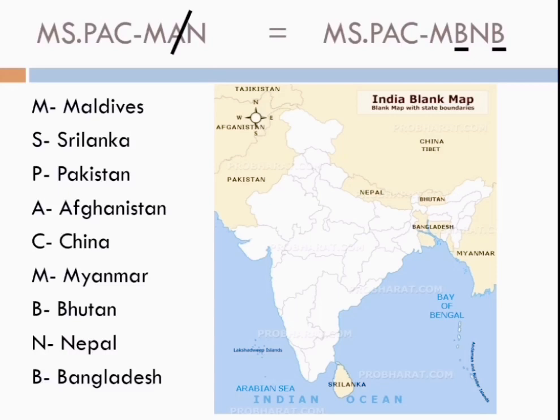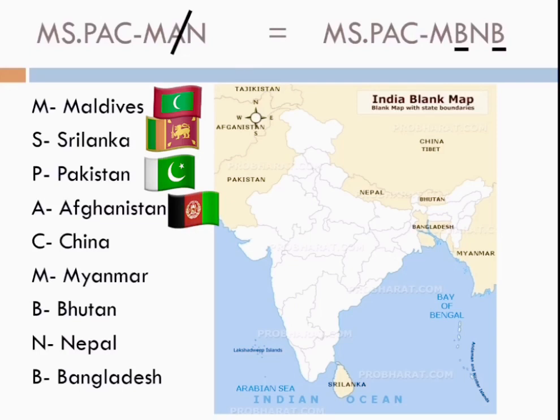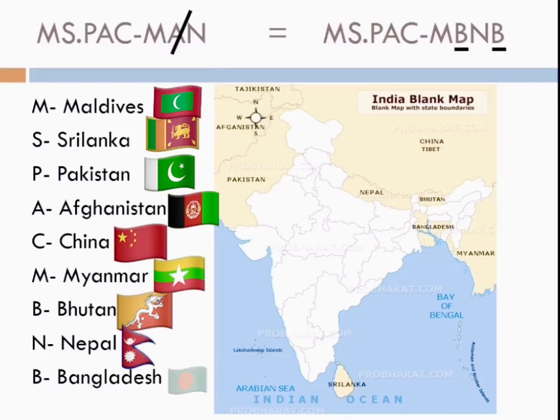Now how are these letters going to help us learn the neighboring countries of India? Let's have a look. M stands for Maldives, S for Sri Lanka, P for Pakistan, A for Afghanistan, C for China, M for Myanmar, B for Bhutan, N for Nepal, and B for Bangladesh. So if I want to remember the neighboring countries of India, I can always remember Miss Pac-Man. And in that, I need to just remove the A and instead write two B's. This mnemonic will help me to remember the neighboring countries of India.